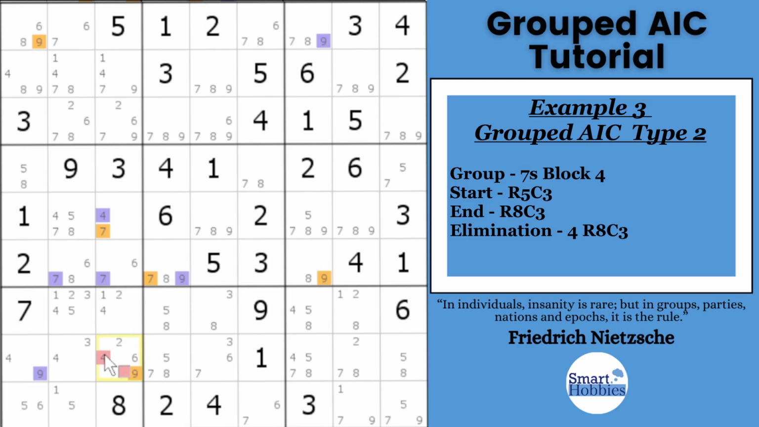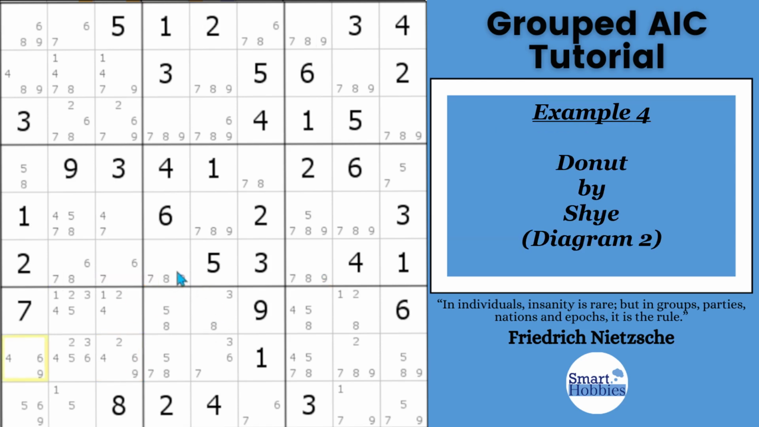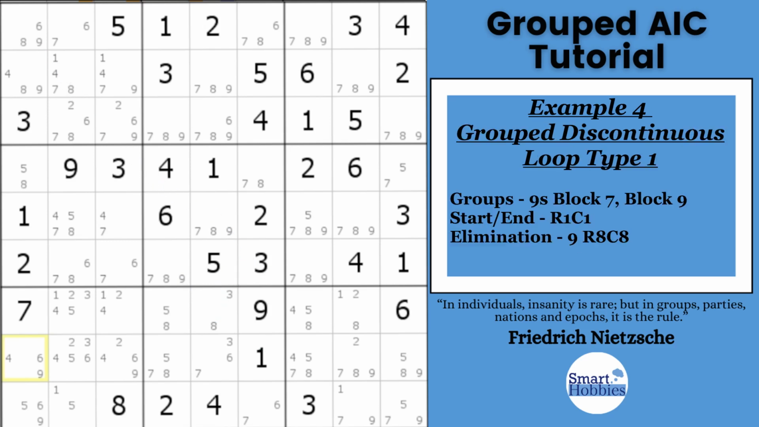Now we're going to go to a different spot in the puzzle to talk about a discontinuous loop type 1, which is very closely related to what I just showed you. All right, we've kind of worked back in time a little bit. We're going to show this discontinuous loop. This is actually earlier in the same puzzle. So we're going to start with this 9 up here.